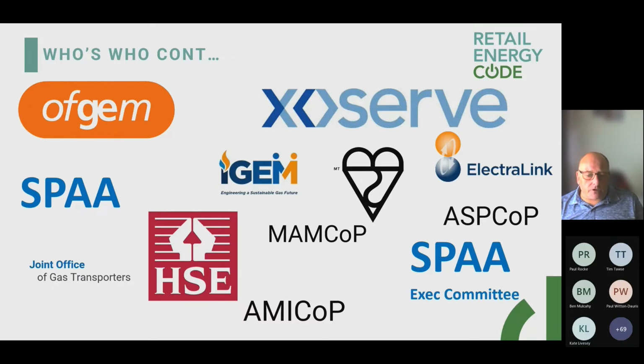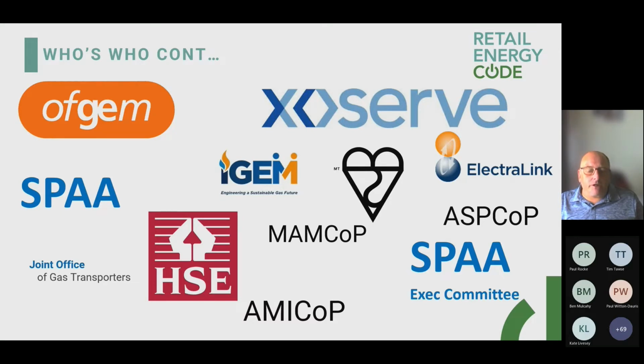AMICOP, this was an interesting one. So AMICOP and MAMCOP actually ran side by side. These were originally called AMIs. So they were originally Ofgem approved meter installers. So it was normally the AMI COP, the Ofgem approved meter installer code of practice. Ofgem relinquished their hold on that, and it moved under SPA and became the AMI. So it just became the approved meter installer code of practice. Again, it fell under the same auspice as the MAMCOP.